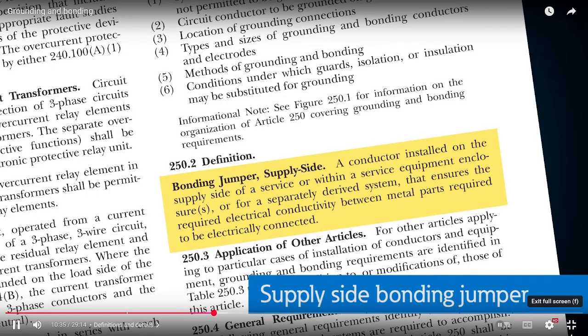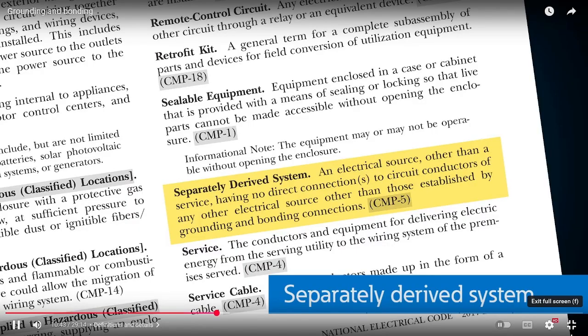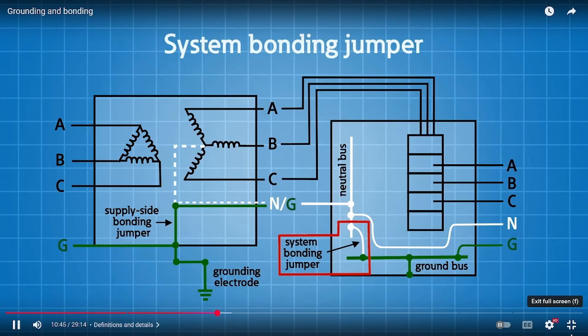Now your supply side bonding jumper, this is the conductor that's installed on the supply side of the service or within the service equipment enclosures, or for a separately derived system, that ensures the required electrical conductivity between the metal parts that are all required to be electrically connected.